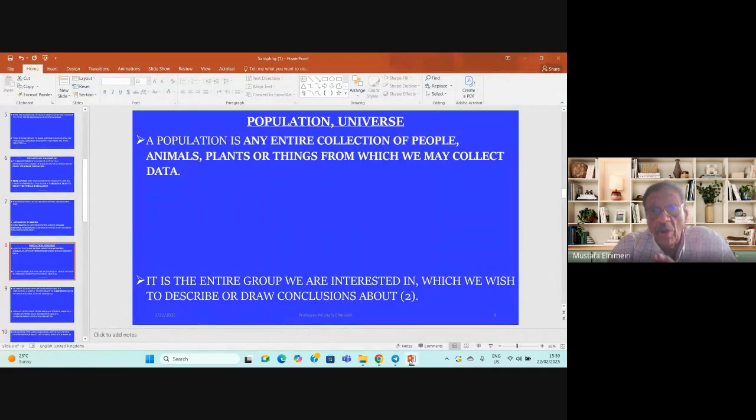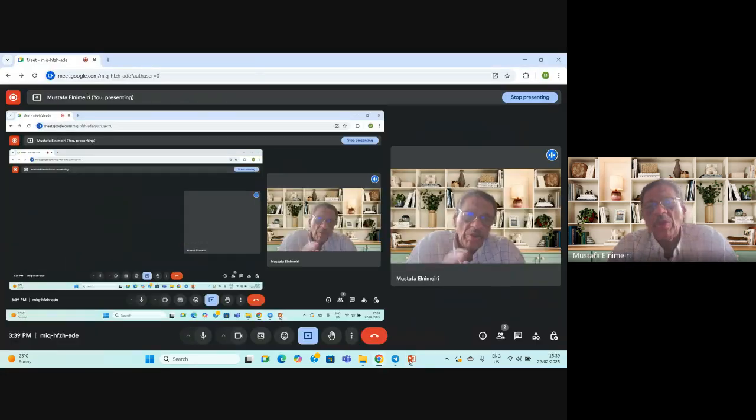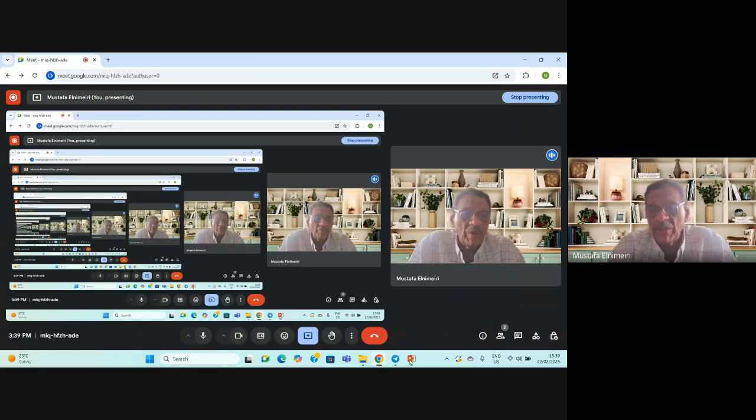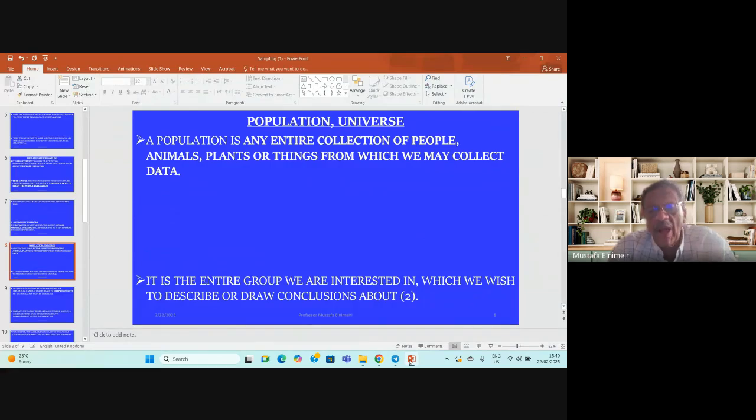The population, or the universe, is any entire collection of people, animals, plants, or things from which we collect data. That is the parent population. But in medical and health research, we talk about, for example, the population as TB patients attending referral clinics. We talk about the medical doctors employed in a certain hospital or the nursing staff employed in a rural hospital, or whatever it is. This is a population. So we have the entire group.